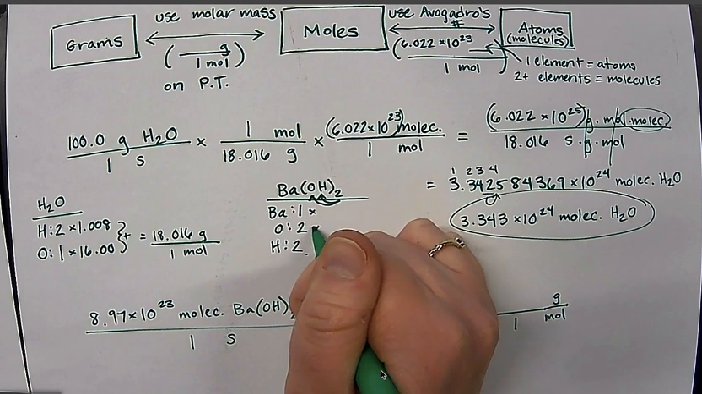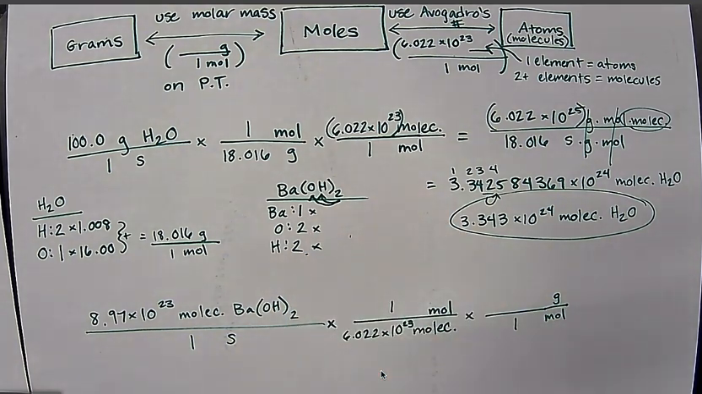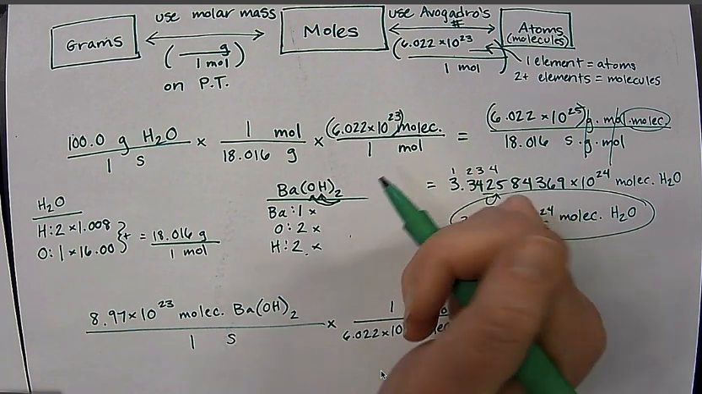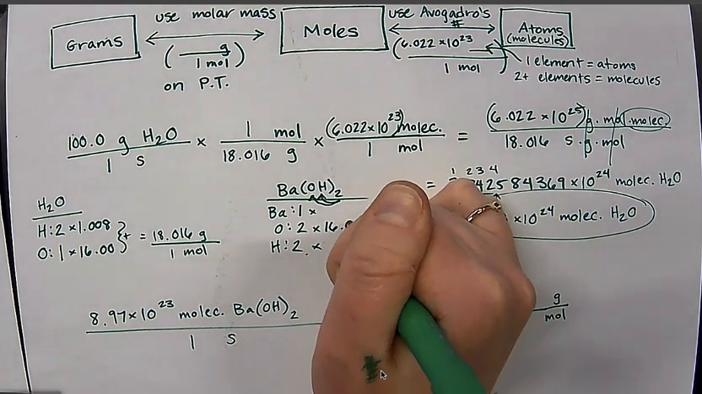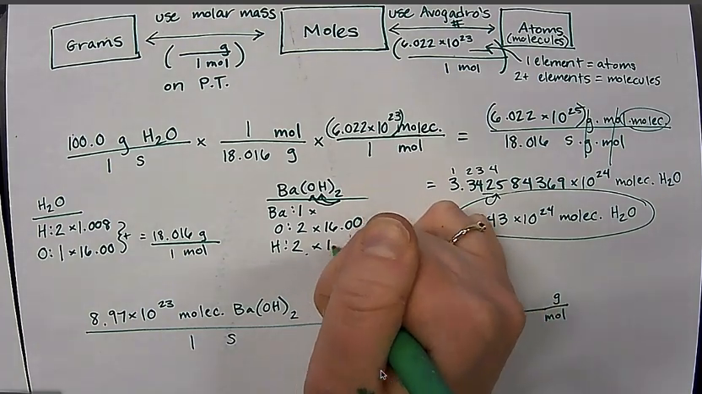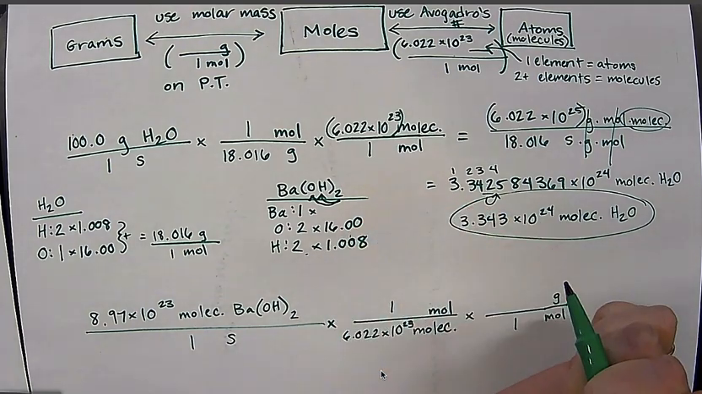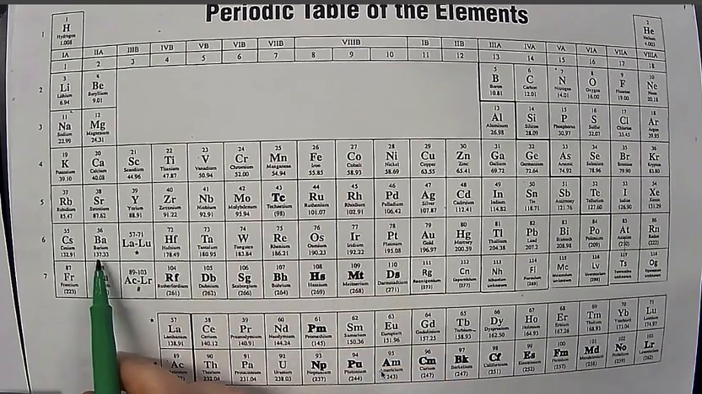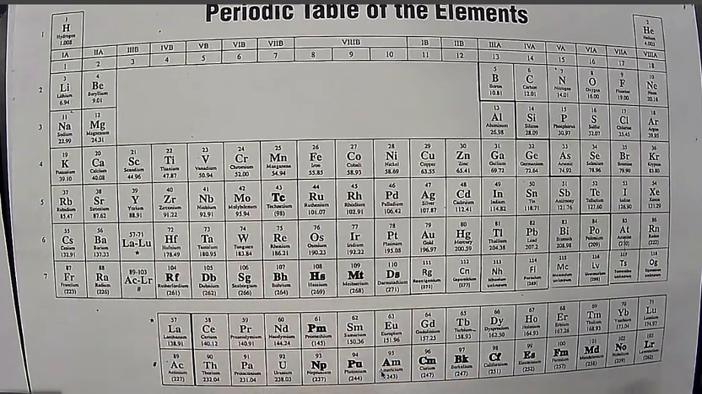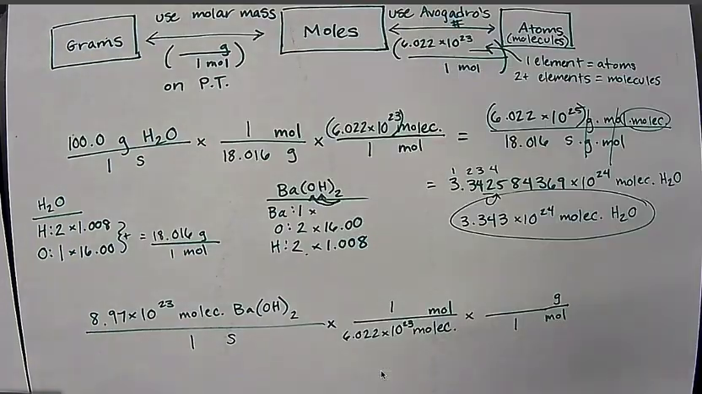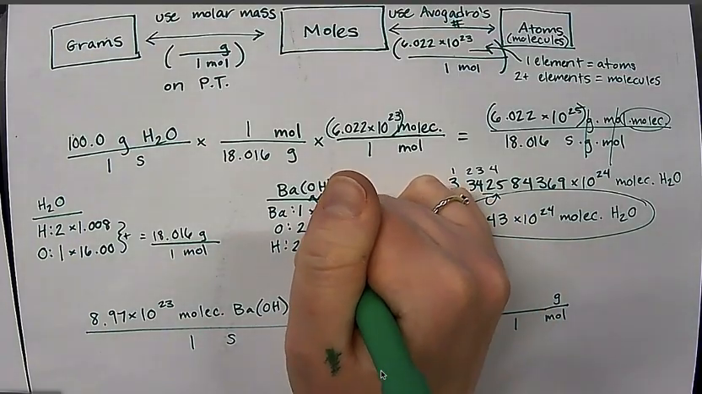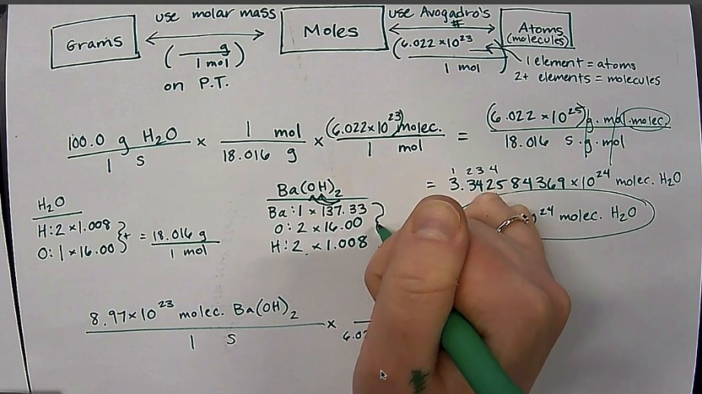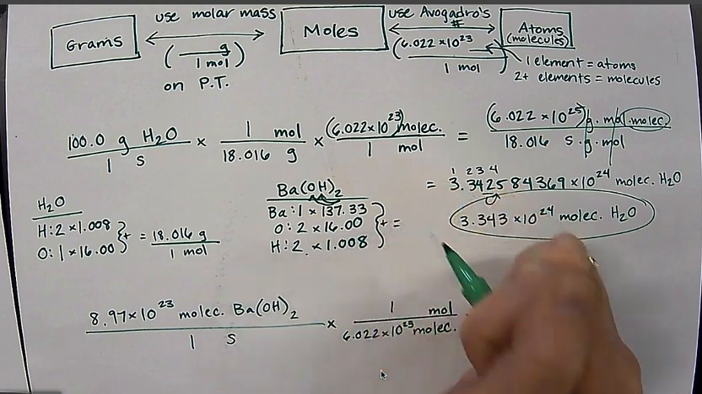We multiply those by their masses from the periodic table. I'm going to be lazy because I've already got hydrogen and oxygen written over here. So oxygen is 16, hydrogen is 1.008. And if we find barium, right down here, 137.33. We'll multiply those out and add them all up.